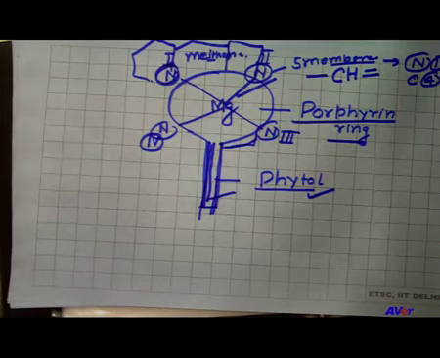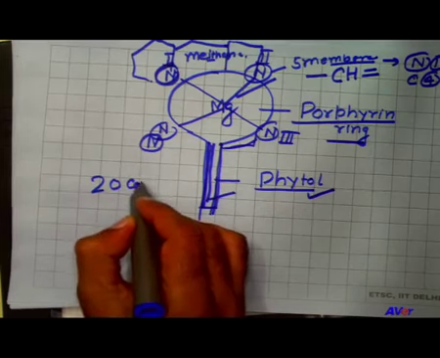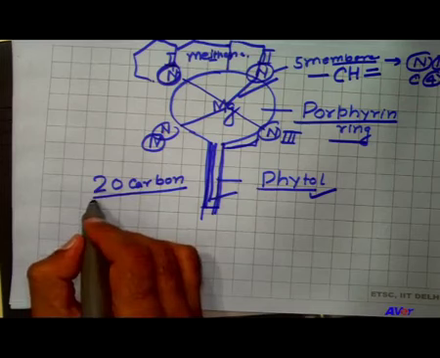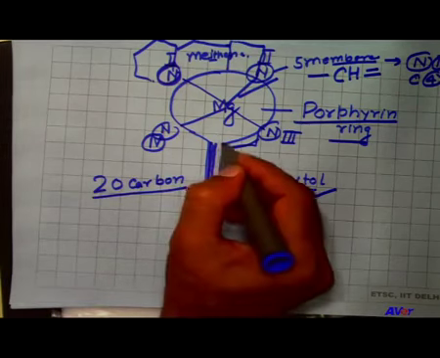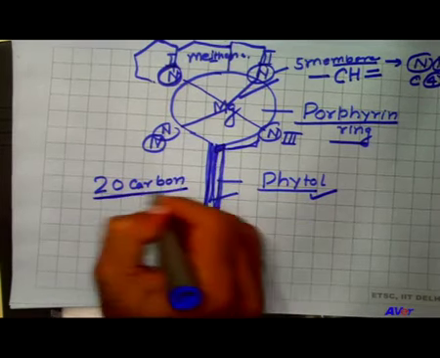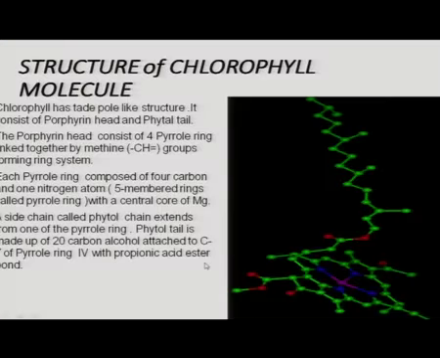The phytol tail is made by 20 carbons. These 20 phytol carbons are attached to the 7th position of the fourth parallel ring. This one is the fourth ring, and the 20-carbon chain is attached here with the propionic acid ester bond.